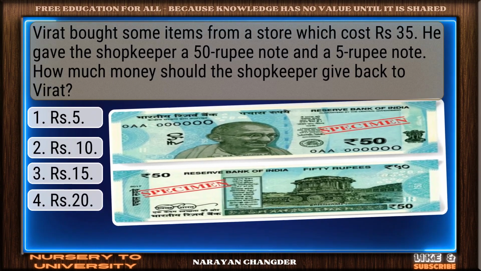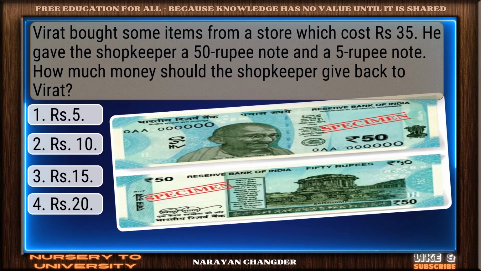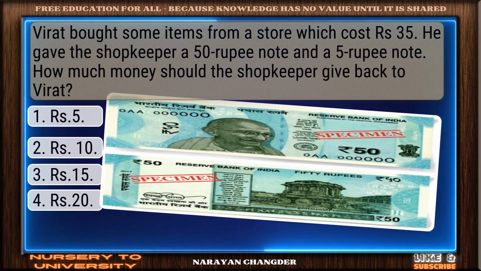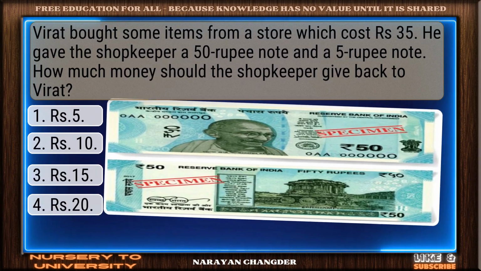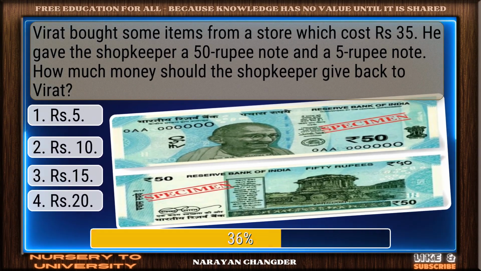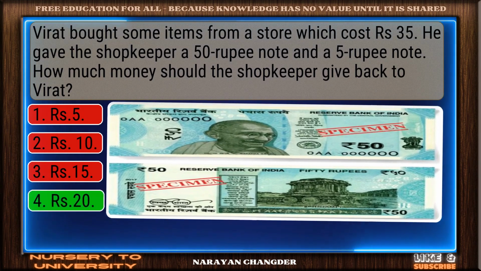Virat bought some items from a store which cost Rs 35. He gave the shopkeeper a 50 rupee note and a 5 rupee note. How much money should the shopkeeper give back to Virat? Bravo! Rs 20 is the answer.